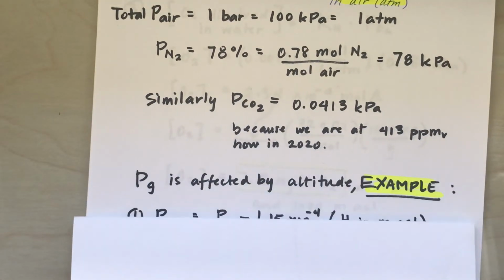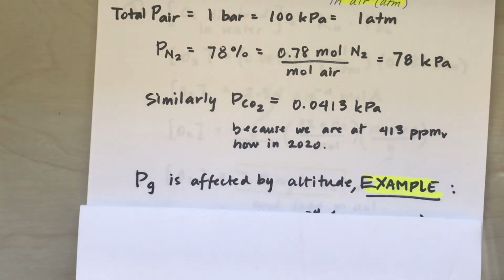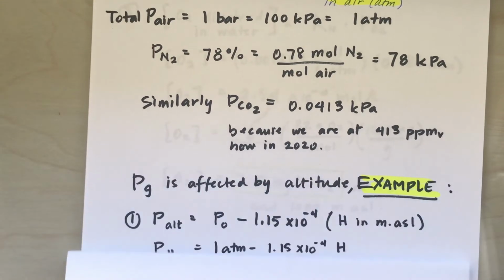Let's look at oxygen. We're going to do an example problem for oxygen. What's important is that the pressure of that gas is affected by altitude. If we're taking an oxygen reading in water in a high mountain stream, we're going to have a different reading for the natural amount of oxygen at equilibrium in the water than we are in the ocean at sea level.